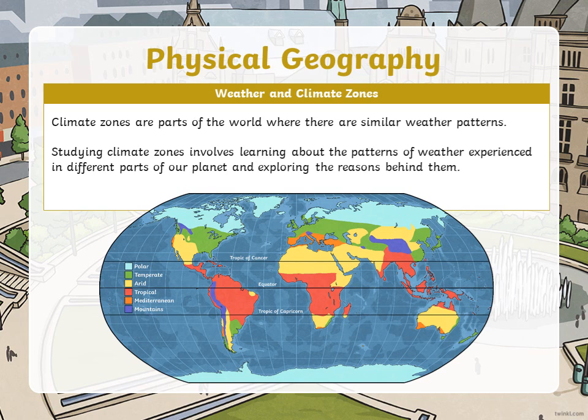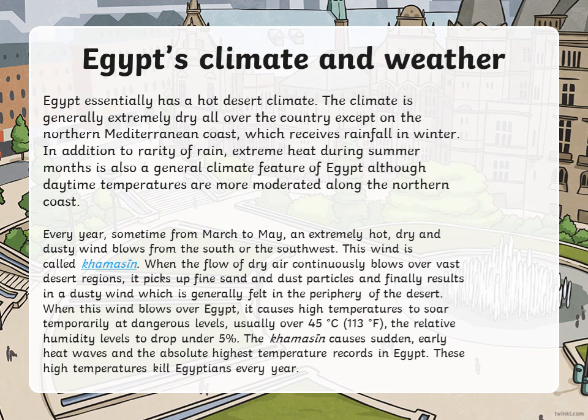Have a look at the other zones and the other countries and see if you can guess which ones match to which climates. So like I said before, pause this screen, have a read through about Egypt's climate and weather and fill it in on your sheet for me.